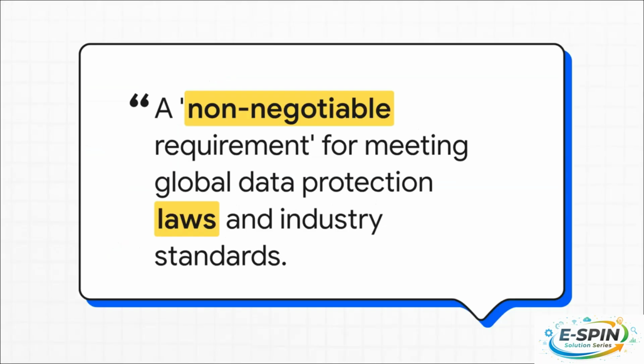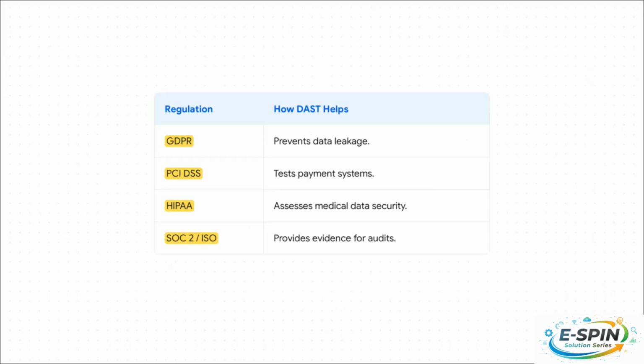It's been called a non-negotiable requirement. And that's because regulators and auditors have gotten wise. They don't just want to know that you think your code is secure, they want to see proof that your security actually works in the real world. And you can see it right here. It doesn't matter if we're talking about GDPR, PCI DSS for credit cards, HIPAA for medical data, or SOC 2. They all demand regular testing of live systems. DAST delivers the documented proof that auditors need to see. But more than that, it helps you build a security posture that's genuinely strong, where meeting compliance isn't about ticking a box. It's just the natural outcome of actually being secure.